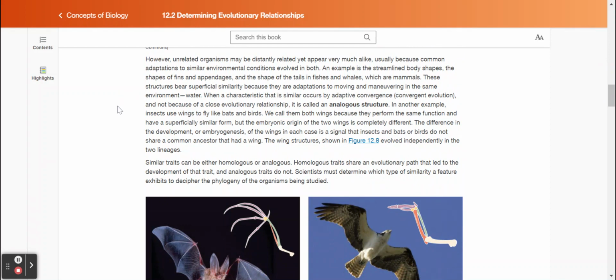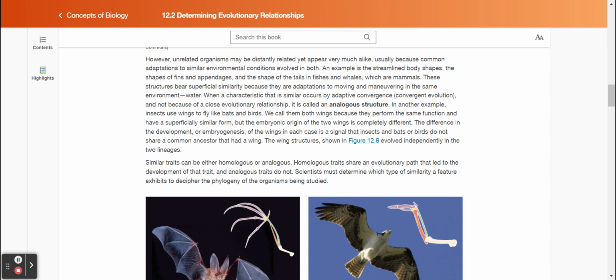However, unrelated organisms may be distantly related yet appear very much alike, usually because common adaptations to similar environmental conditions evolved in both. An example is the streamlined body shapes, the shapes of fins and appendages, and the shape of the tails in fishes and whales, which are mammals. These structures bear superficial similarity because they are adaptations to moving and maneuvering in the same environment, water. When a characteristic that is similar occurs by adaptive convergence, convergent evolution, and not because of a close evolutionary relationship, it is called an analogous structure.